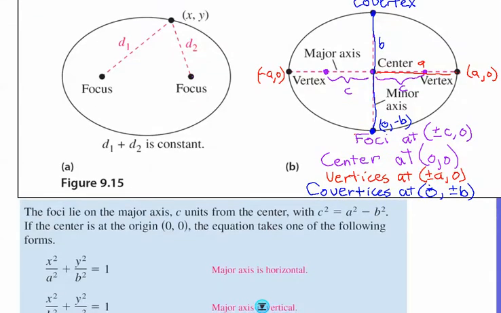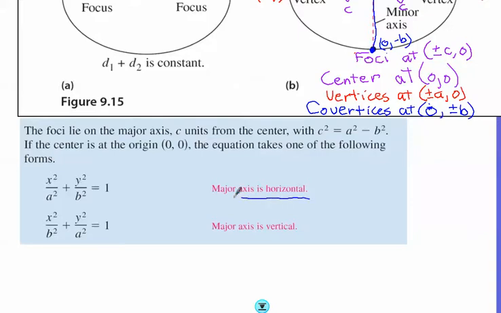So standard form of the equation, this one has a major axis that's horizontal, so that's going to be x squared over a squared plus y squared over b squared equals 1. And the foci lie on the major axis with c squared equal to a squared minus b squared. So they're likely to give you two of these values and make you calculate the third.